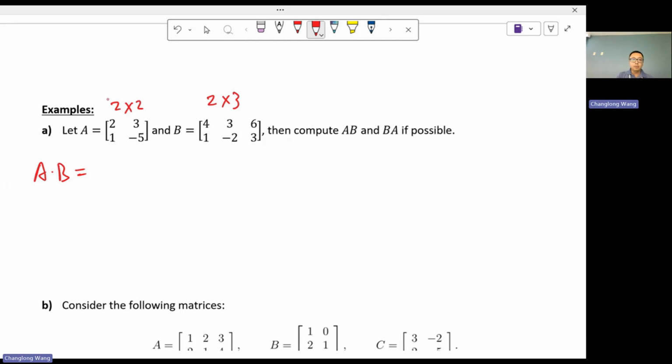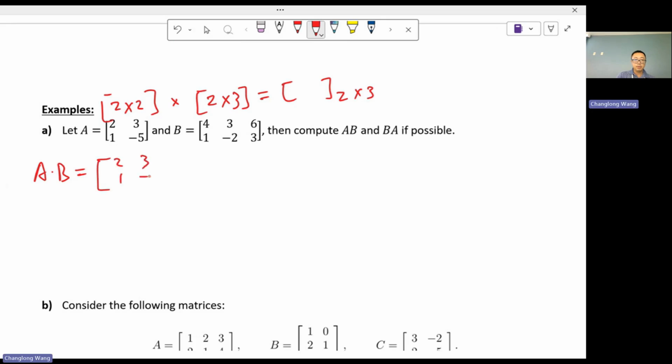But once you multiply them, what will be the order of the new matrix once you've done it? How many rows and columns are you expecting at the end? 2 by 2 times 2 by 3. The outer indices survive. So you're expecting 2 rows and 3 columns. Okay?